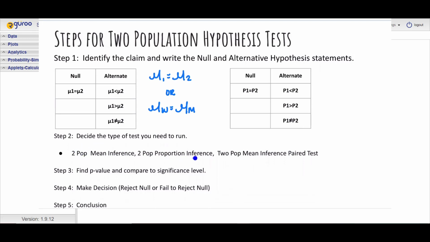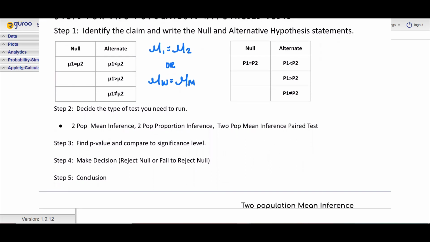Two population proportion inference, and then we have a two population mean inference where the data is what we consider paired. So we're going to be talking about that. All right. So now everything else is exactly the same that we did before.